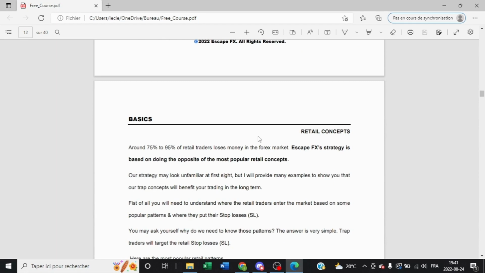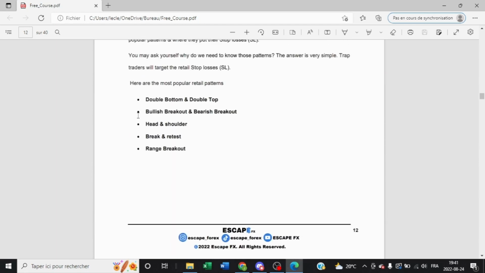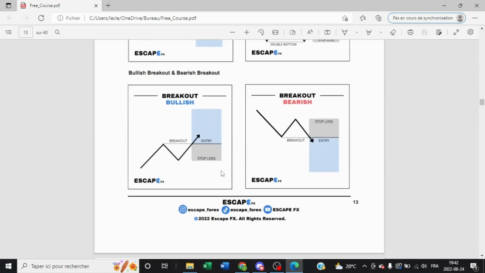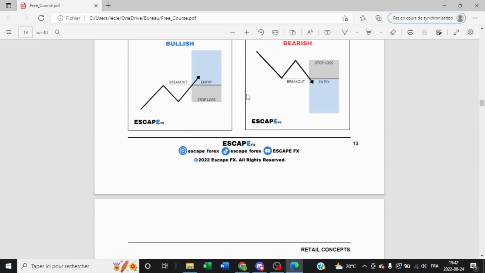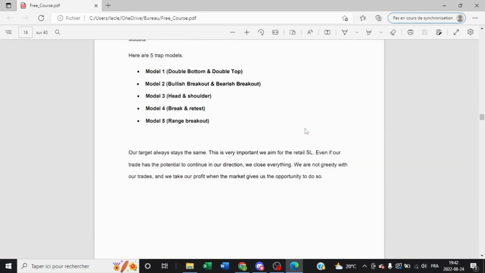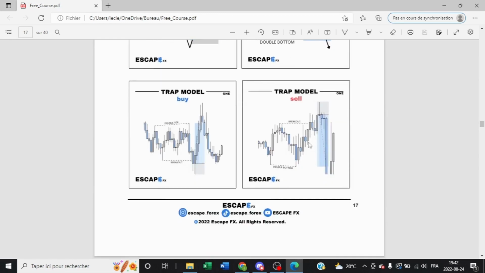So for the retail concepts, you will need to know what they are. You will need to know what double bottoms, a bullish or bearish breakout, head and shoulders, break and retest, and a range breakout are. The reason is that you need to identify where the stop losses are, because this is going to be our targets. Good. Everything is going to be explained in our trap models right here.